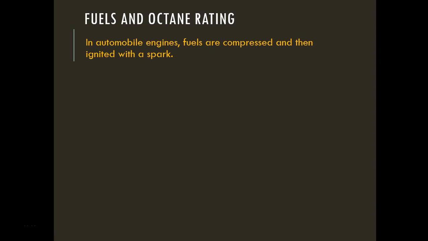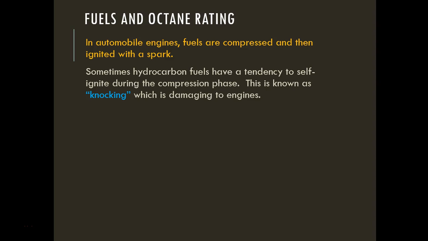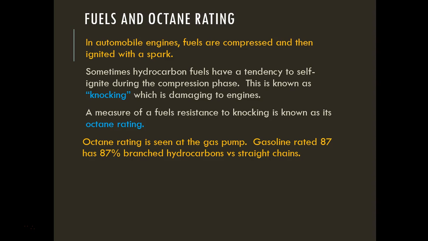Now, in car engines, fuels are compressed in the pistons and then ignited with a spark. Sometimes the hydrocarbon fuels will auto-ignite during the compression phase. They call this knocking. And this is actually rather damaging to engines because if the fuel auto-ignites, it's going to throw all the pistons out of sync and it just kind of damages the works. So a measure of a fuel's resistance to knocking is known as its octane rating. And octane rating is what we see at the gas pump. Gasoline that's rated 87 means it has 87% branched hydrocarbons versus straight chain hydrocarbons.